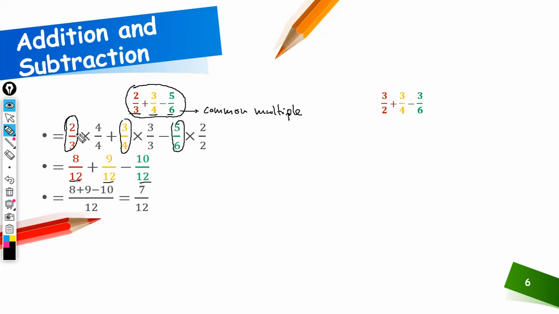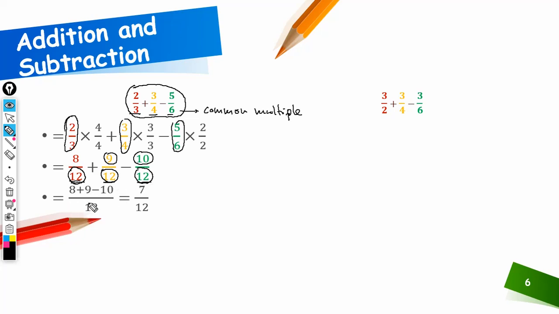Okay, so for 2/3 you multiply with 4/4 to get 8/12, and 3/4 you multiplied it with 3/3 to get 9/12, and 5/6 you multiplied with 2/2 to get 10/12. So you get the same denominator now.